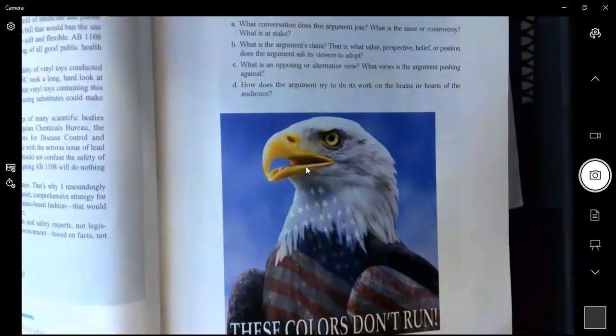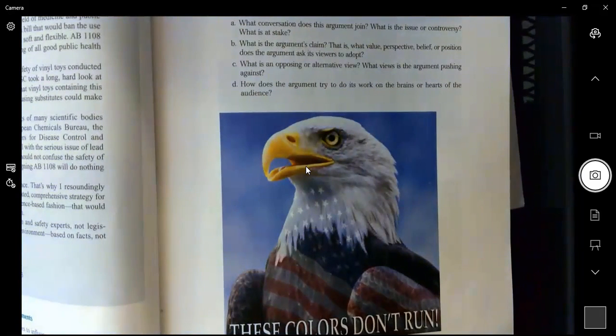So on question number 2, it says, assume that you are explaining explicit arguments to an international exchange student who is not yet familiar with U.S. politics and pop culture. Each of the implicit arguments makes a claim on its audience, trying to get viewers to adopt the arguer's position, perspective, belief, or point of view on an issue. For each argument, we're going to answer the following questions. First one, what conversation does this argument join?